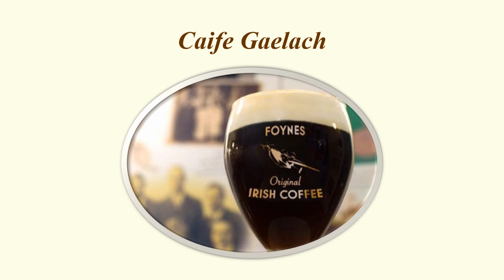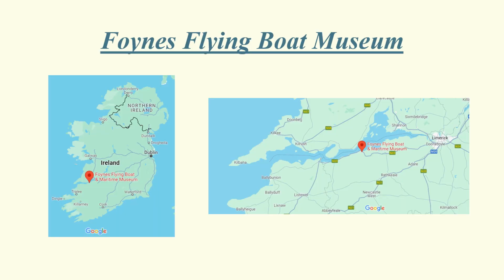Café Gaeilge, Irish coffee. Do you know the origins of Irish coffee? How and when it was invented? Irish coffee was invented in Foynes in Limerick in 1943. At that time, Foynes Airport was where the Pan Am's luxury flying boat, the Yankee Clipper, landed. And now there is a museum, an aviation and a maritime museum called Foynes Flying Boat Museum. And this is where Irish coffee was invented.